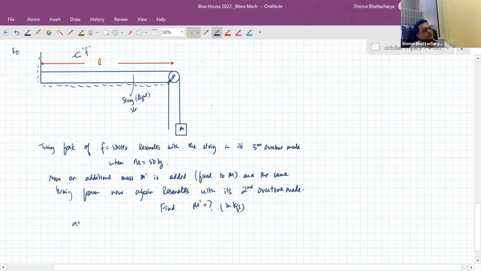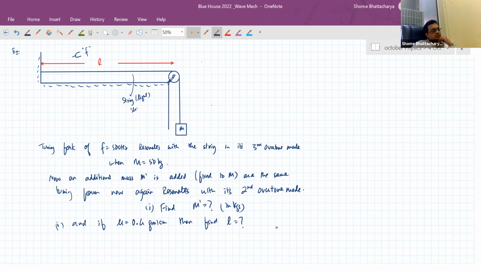Okay. And so that's the first thing we have to do. And secondly, if the linear mass density of the string was 0.4 gram per centimeter, then find what was the length of that part. Okay, so just try out this question, people. Then we will be through with this part, which is resonant modes of a string with both ends fixed.